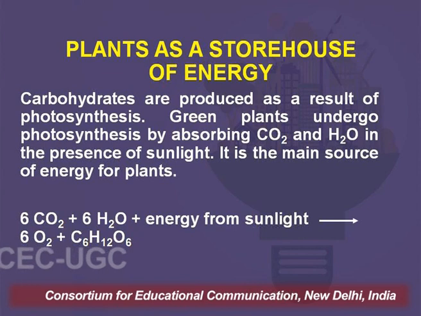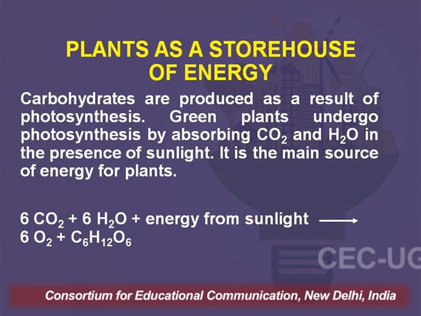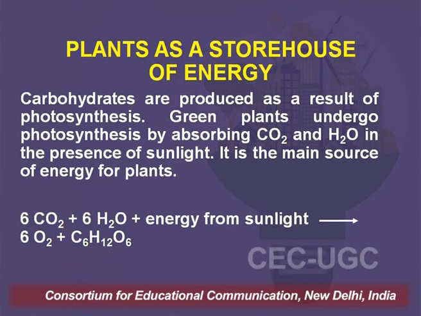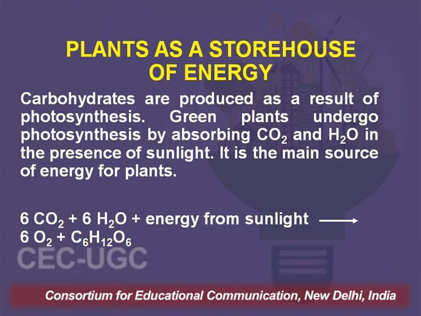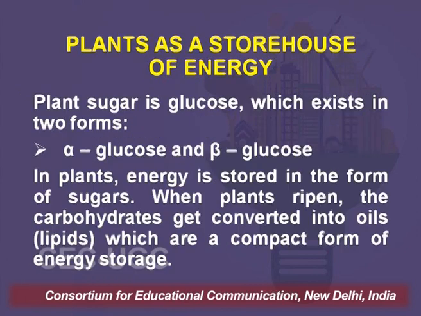Carbohydrates are produced as a result of photosynthesis. Green plants undergo photosynthesis by absorbing carbon dioxide and water in the presence of sunlight. It is the main source of energy for plants. The reaction below depicts what happens in photosynthesis. That is, in the presence of carbon dioxide and water, taking up energy from the sunlight, glucose is produced along with oxygen.